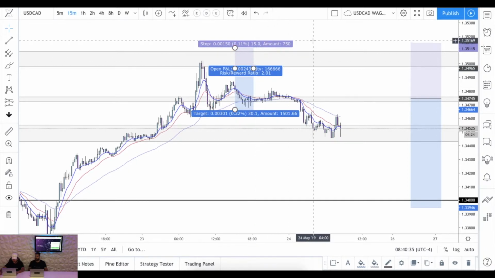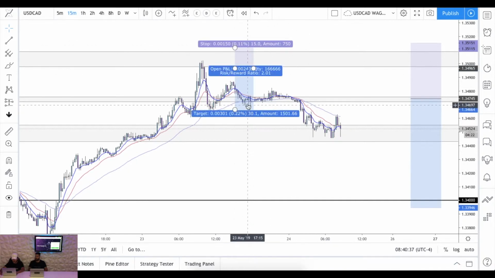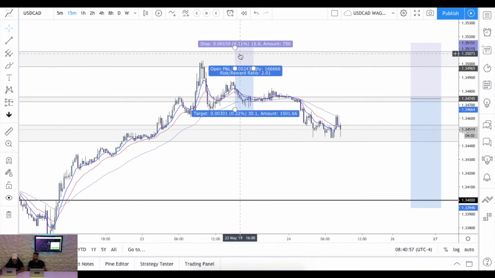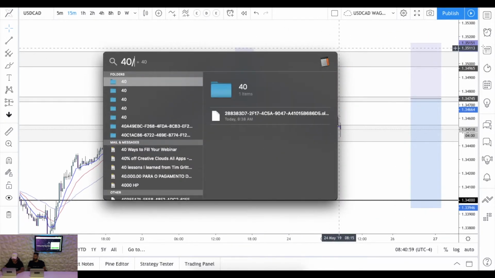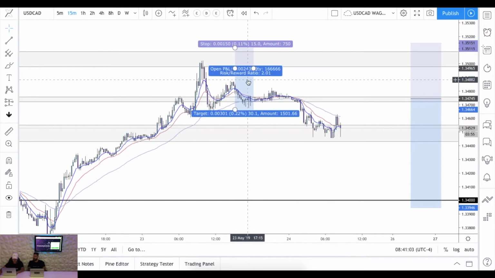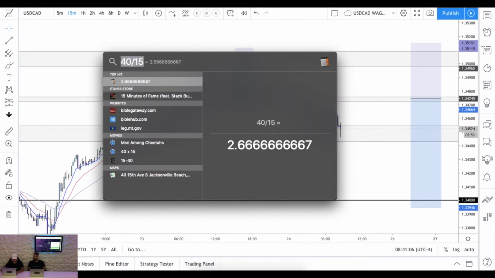But you might be wondering, how can you profit the same amount of dollars on a 30 pip take profit as on an 80 pip trade? It's simply because if I was risking $40 on a 40 pip stop loss trade, I can risk the same $40 divided by 15 pips of stop loss. So my lot size was going to be around $2.66 per pip.